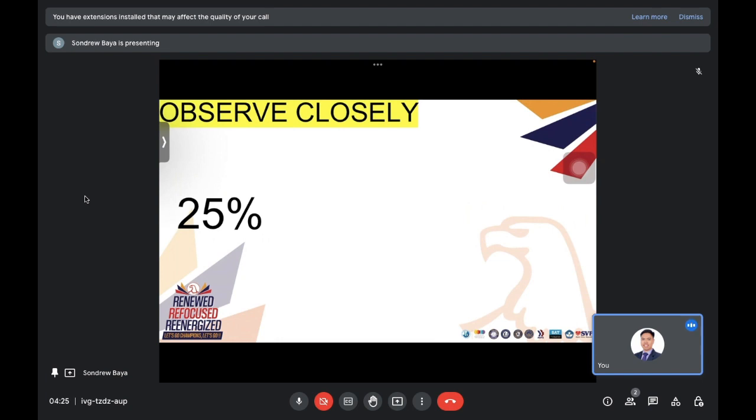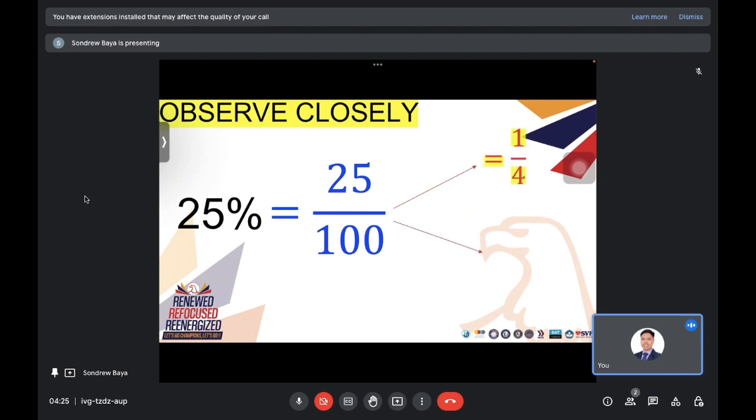Remember, when we talk about percentages, percent means per cent. When we say percent, C-E-N-T, it means per 100. Therefore, 25% will just be 25 per 100. Okay? And once you got this, you will have two options. One is to simplify this so that you will get a fraction equivalent of 25%. So simplifying this, get the HCF, divide both by the HCF, you will get 1/4. So this is the fraction equivalent.